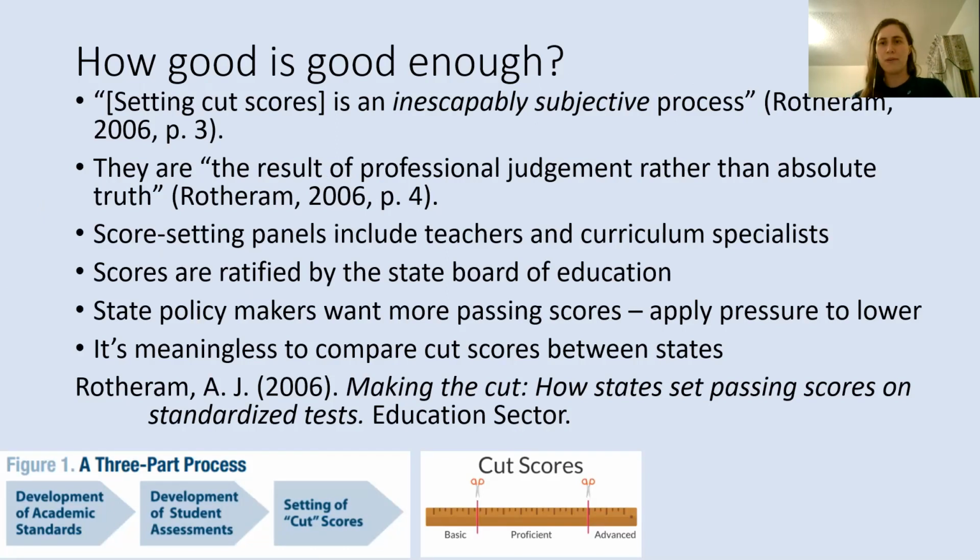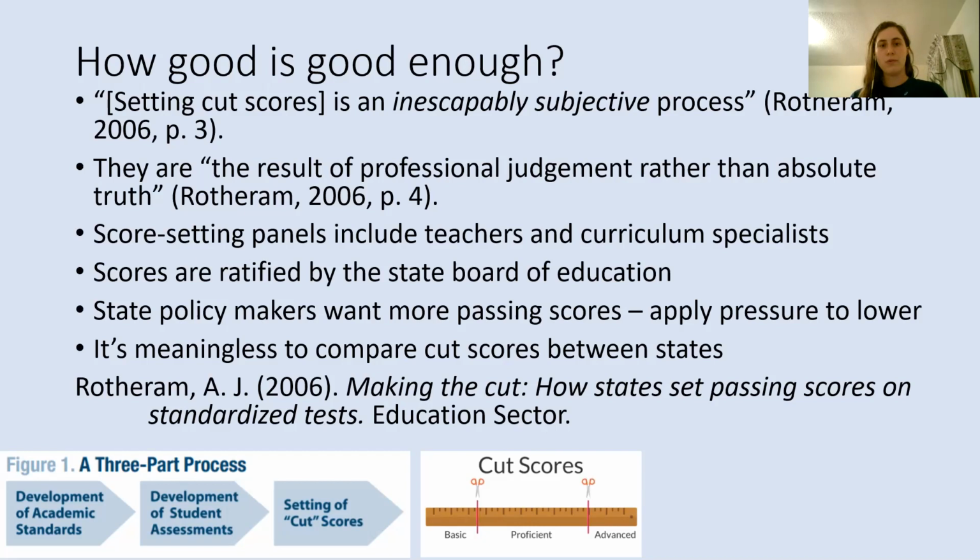I read an article by Rotherham, and he said that setting cut scores is an inescapably subjective process, which I agree with. And he says that cut scores are the result of professional judgment rather than absolute truth. And this professional judgment is made by a score setting panel that includes teachers and curriculum specialists. Which I would argue, if teachers can be on these panels and set the cut scores for determining what is proficient, then why can't teachers just determine what is proficient in their own classrooms with alternative assessments?